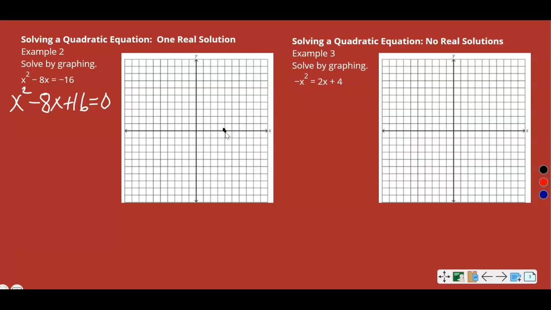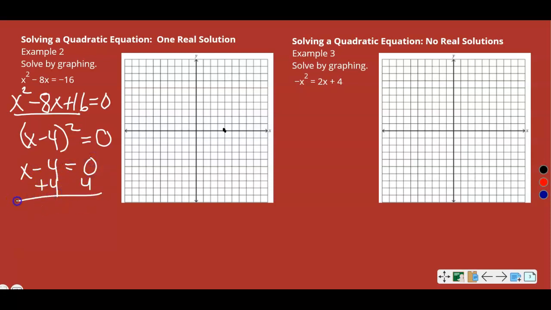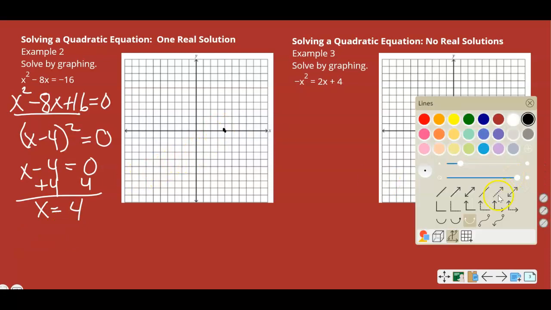All right, so if we look at this in another way, we can look at this by factoring. So we can say (x minus 4) squared equals 0. So this term in factored form would be this. If I take the square root of both sides, I get x minus 4 equals plus or minus 0. Since there's no plus or minus 0, it's just 0. Add 4, and you can see that x equals 4. So that would be our zero. All right, so let's sketch a curve here real quick.